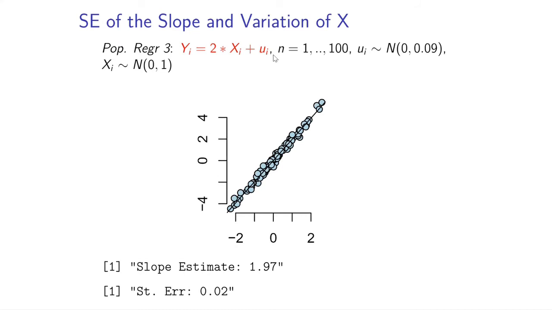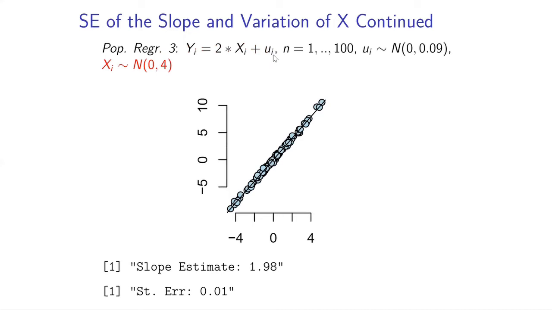This simulation posits that y is given by 2x plus a random error term. The sample size is still 100, and the distributions of u and x are the same as before. Since the underlying data is linear, a linear fit describes the relationship really well. Hence, we see that the estimated slope of 1.97 is very close to the true slope, which is 2. And the standard error is also very small, only 0.02.